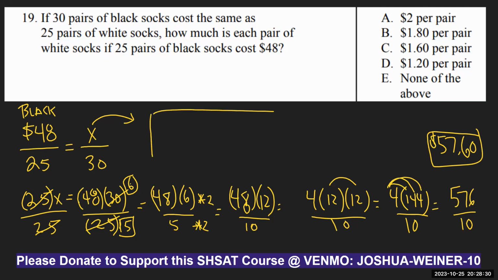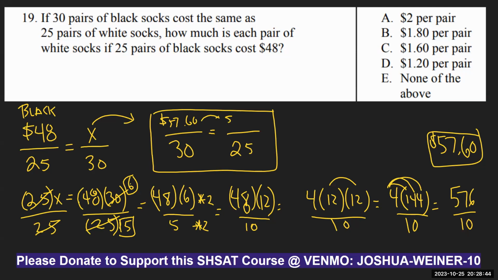Well, we're going to do 57.60. That will get you 30 black socks, but that's equal to 25 pairs of white socks. So that's the same price up on top, 57.60. But I'll put B for black and W for white. So then it says, well, what's the cost for one pair of white socks? Well, that's 25 on the bottom. So as a last step, here, I'll try and write it out for you.